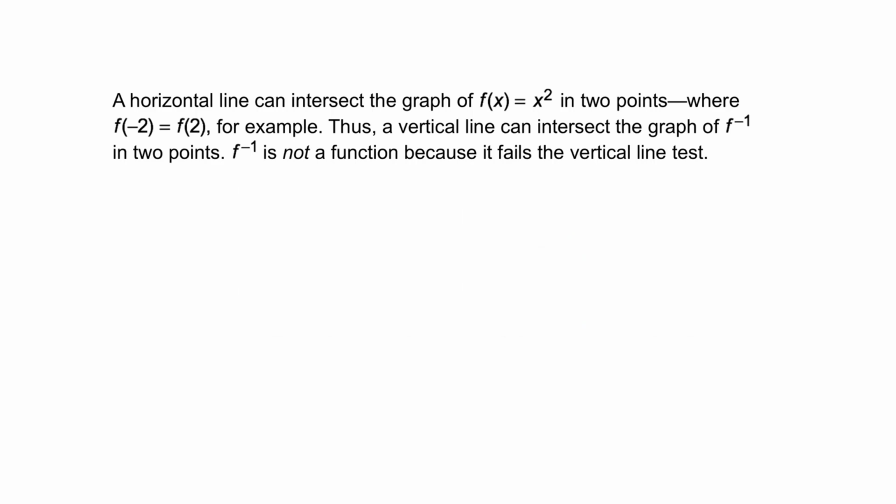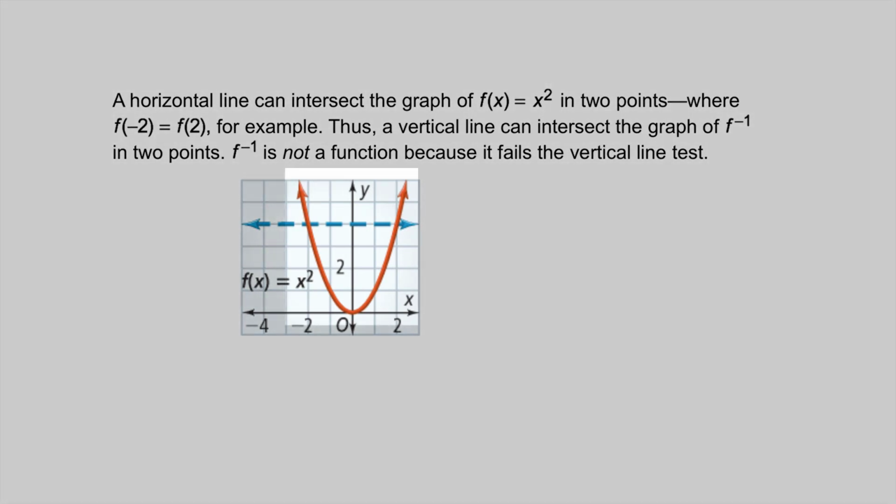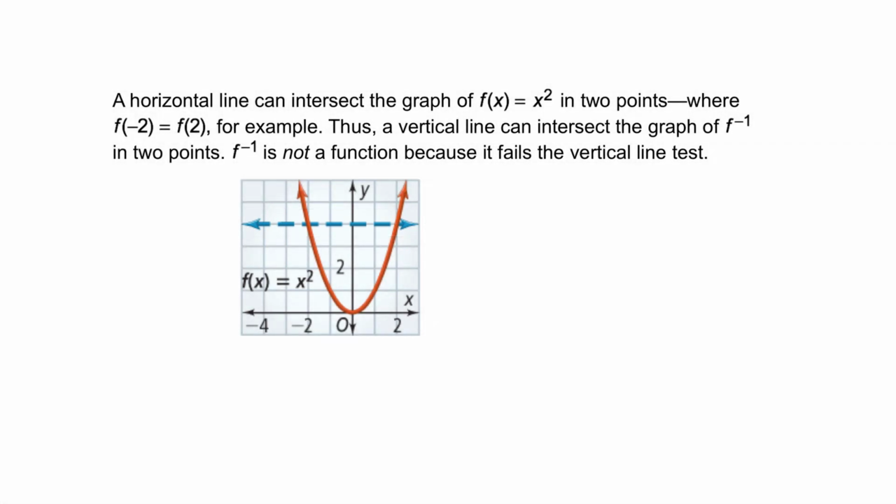A horizontal line can intersect the graph of f(x) equals x squared in 2 points, where f(-2) equals f(2), as shown below in the graph. Note the parabola, representing f(x) equals x squared, and the horizontal dashed blue line at y equals 4, intersecting in 2 places, both at f(-2) and at f(2).